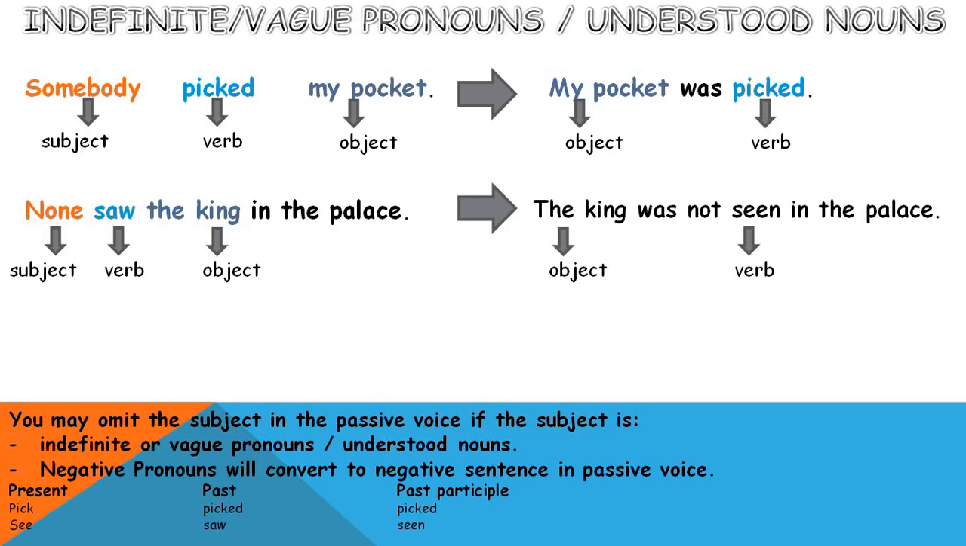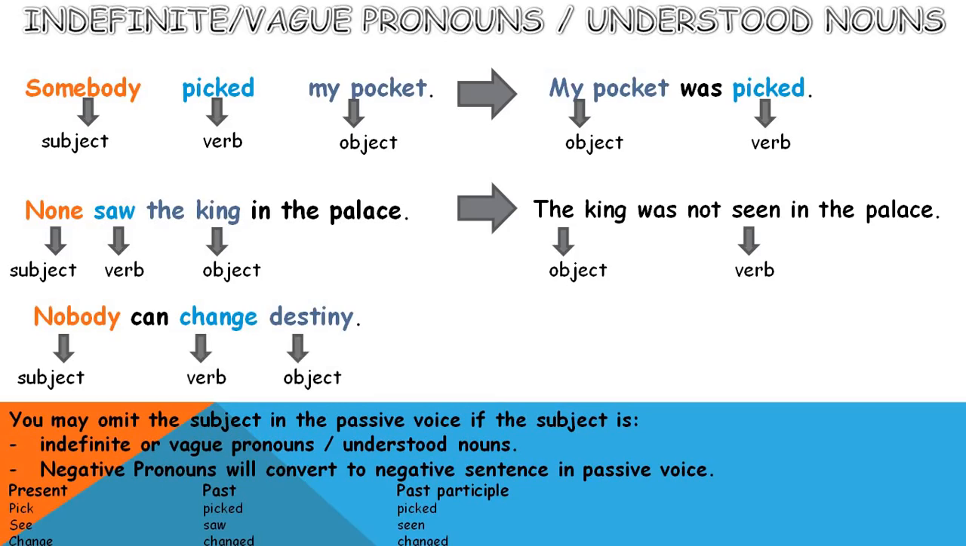And here are the present, past and past participle of the verbs used here. Nobody can change destiny. Nobody is again an indefinite pronoun. So first step is to identify subject, verb and object. Once you do that, bring the object towards the front, and because it's an indefinite pronoun, nobody can be omitted. So can will become cannot because it's a negative sentence. Add be and changed. Destiny cannot be changed.